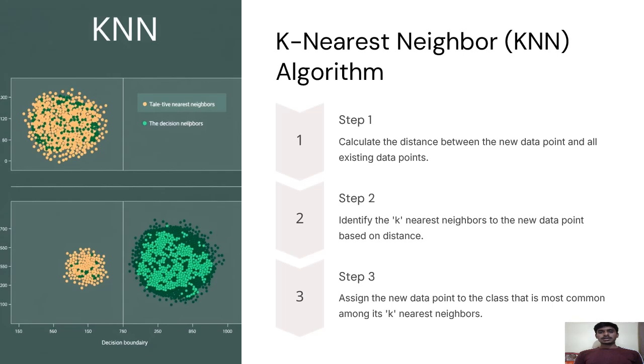Next is the K nearest neighbor algorithm, known as the KNN algorithm. Steps in the KNN algorithm. Step one is to calculate the distance between the new data point and all existing data points. Step two is to identify the K nearest neighbors to the new point, and assign it to the class that is most common among its K nearest neighbors. This is the basic algorithm.